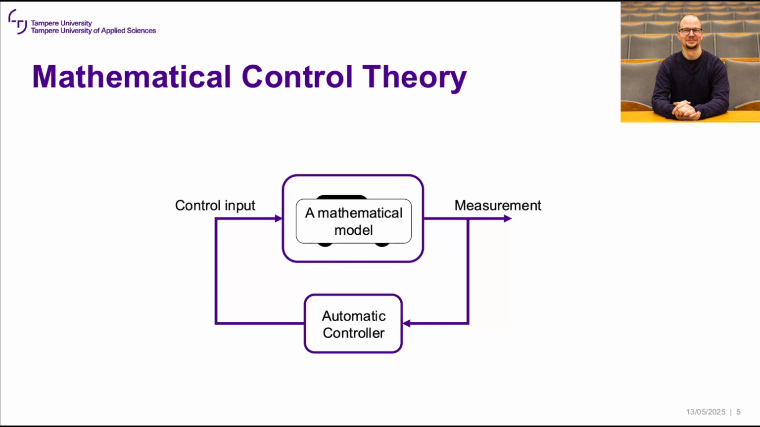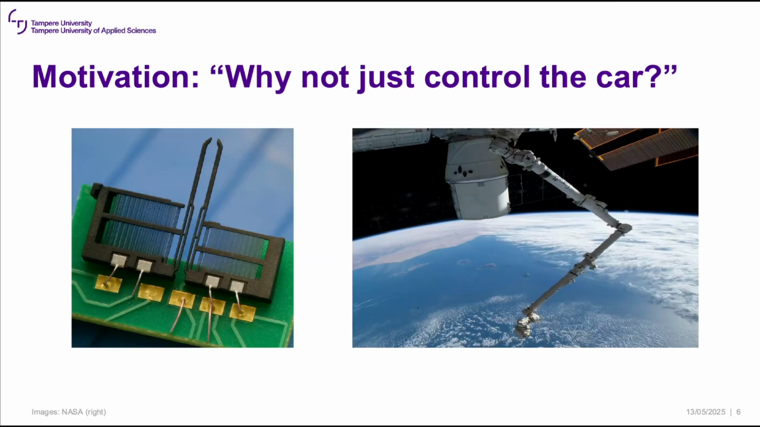One relevant question that comes to mind is, why do we control a mathematical model? Why not just control a car or anything we may eventually want to control? One of the principal advantages of this approach is that we get universality with mathematics. So control comes in many different forms.